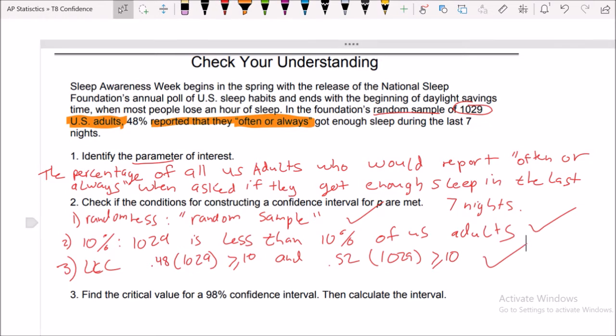Now they want us to find the critical value for a 98% confidence interval. I really want to encourage you to do this calculation on your own first and then continue watching the video. So I want to encourage you to pause, use the notes and the learning we already did to practice this on your own right now.